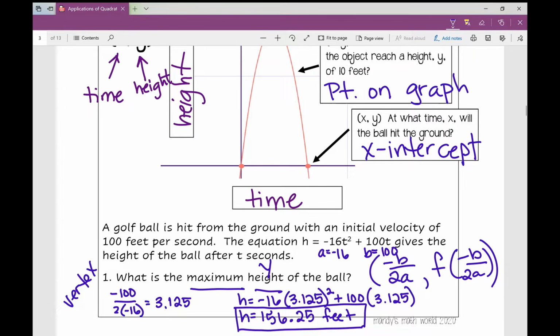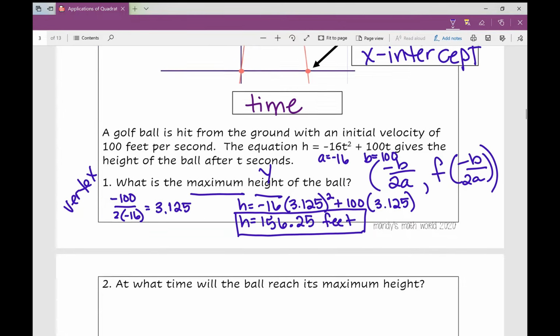So my x value is 3.125, my y value is 156.25. It's asking me for the maximum height, so there it is. All right, let's go on to number 2.